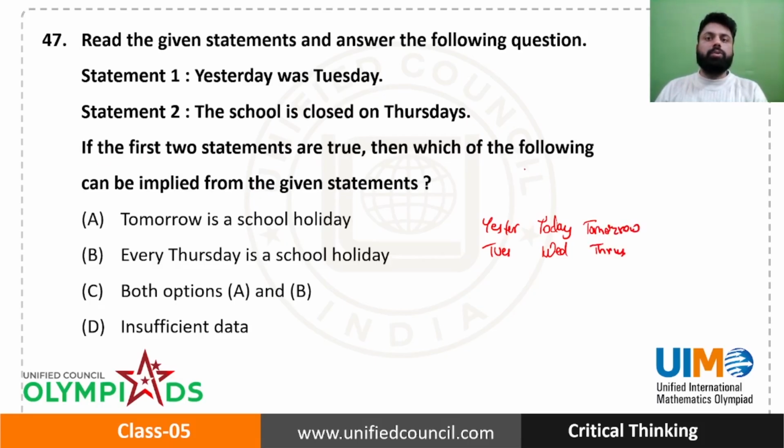If two statements are true, then which of the following can be implied for the given statement? Tomorrow is a holiday. Every Thursday is a school holiday. We can say that tomorrow is a holiday. One more thing: every Thursday is a school holiday. See, yesterday was Tuesday. School is closed on Thursdays. If it is written Thursdays, then every Thursday there is a holiday, and tomorrow is also a holiday. So both A and B, option C is the correct answer.